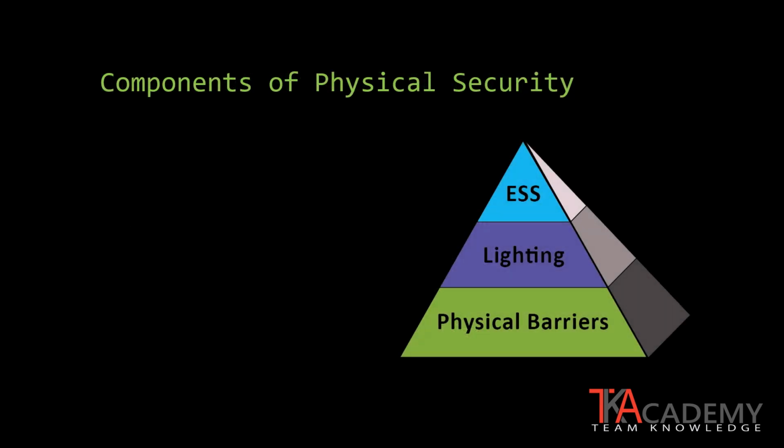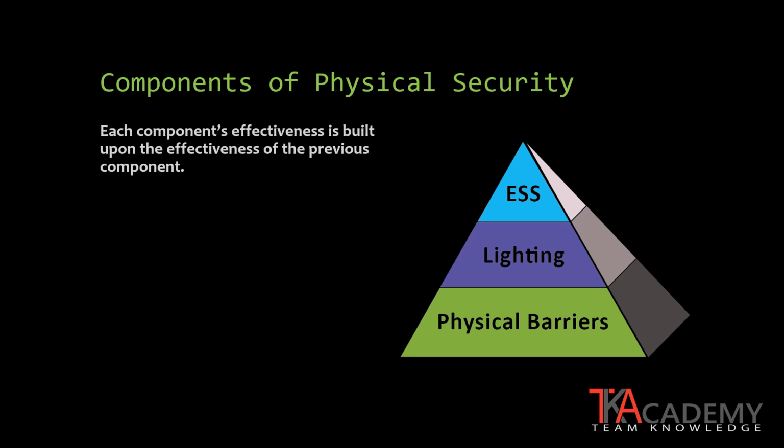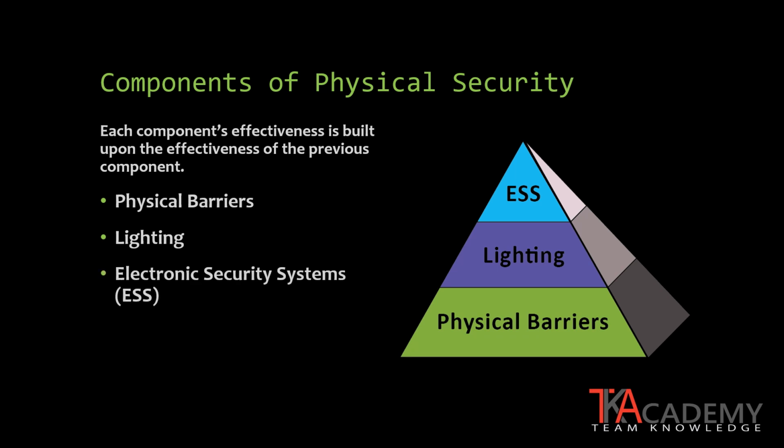The approach for designing and developing a physical security system should be thought of as a pyramid, where each component's effectiveness is built upon the effectiveness of the previous component. The foundation of our pyramid is physical barriers, which should form the basis of every security system. For the next level, we include lighting, which is a deterrent itself, but also necessary for monitoring systems and security forces to operate. Finally, our electronic security systems, or ESS, which provide access control, alarm, and surveillance.